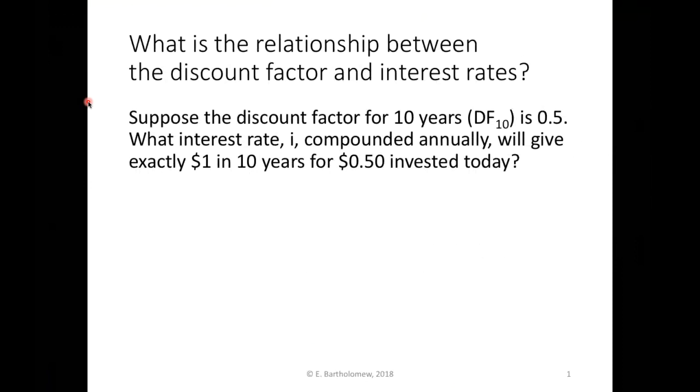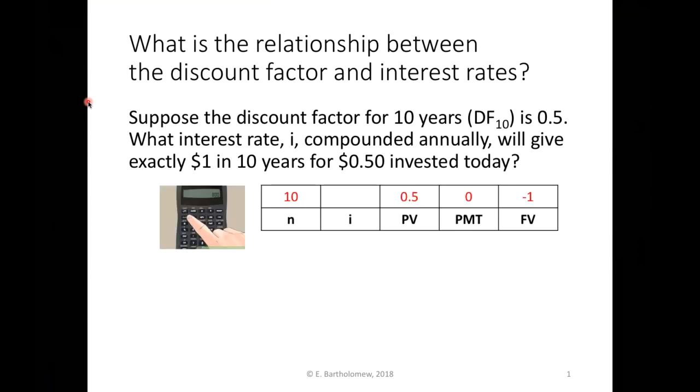So what is this relationship? Let's look at an example. Suppose the discount factor for 10 years is 0.5. What interest rate I, compounded annually, will give exactly $1 in 10 years for 50 cents invested today?